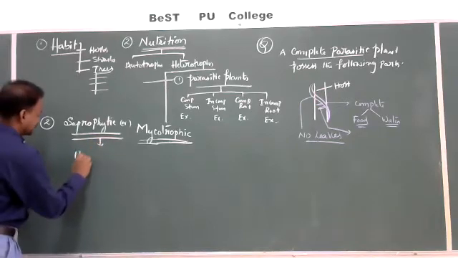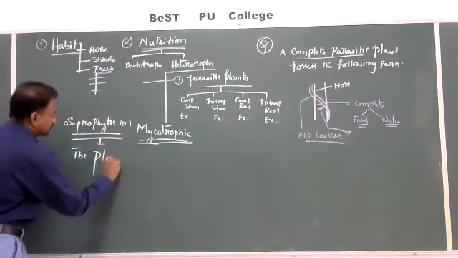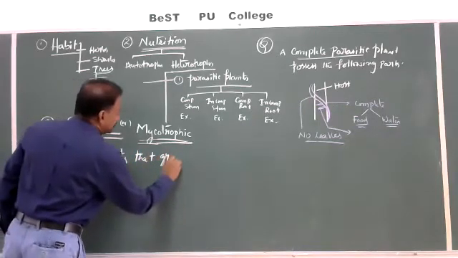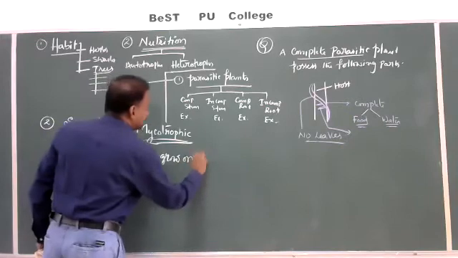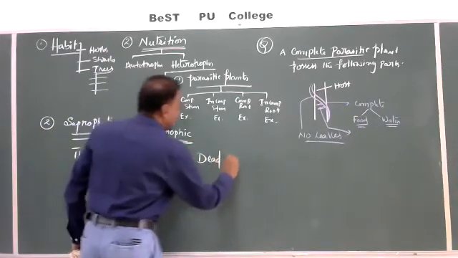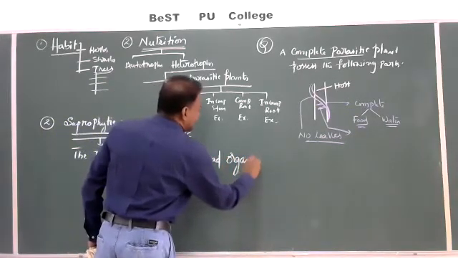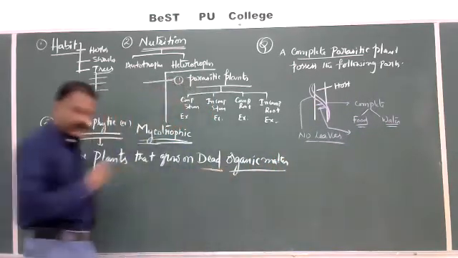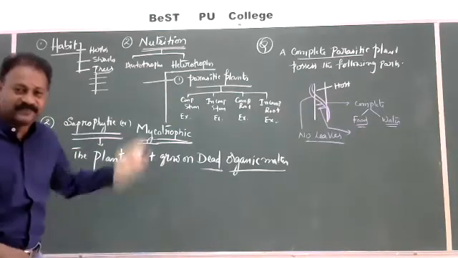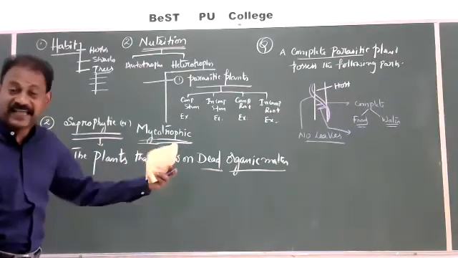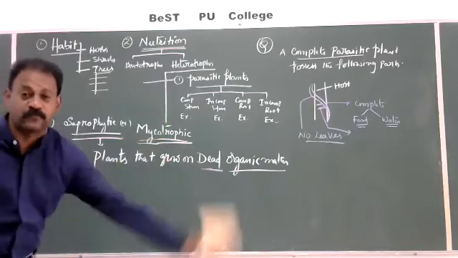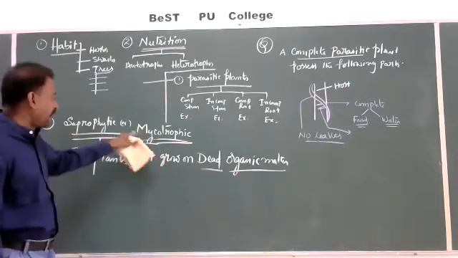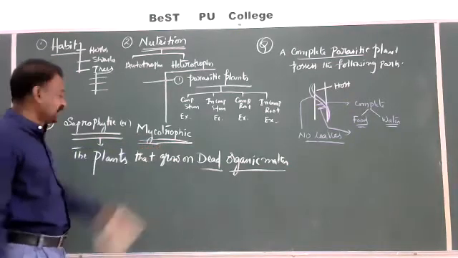The plants that grow on dead organic matter. So they draw their food materials, energy, everything from the dead organic matter, like fungi which grow on dead organic matter to decompose it. So that's why they are called saprophytic or mycotrophic plants.